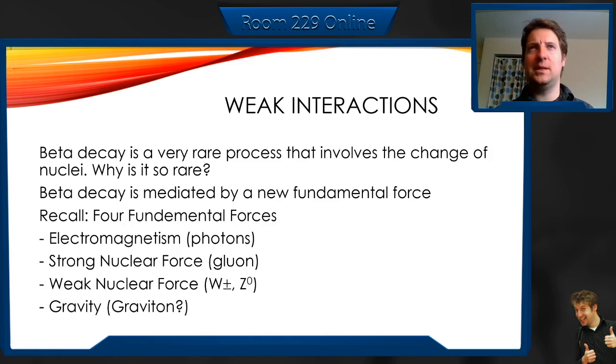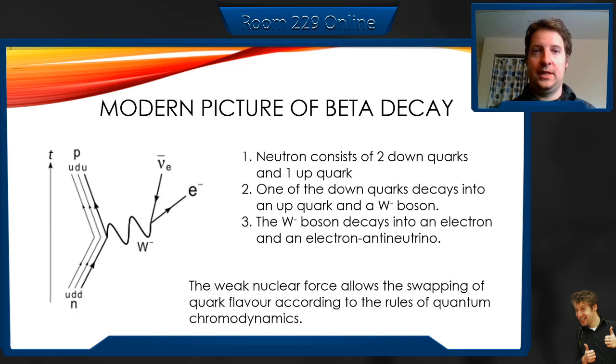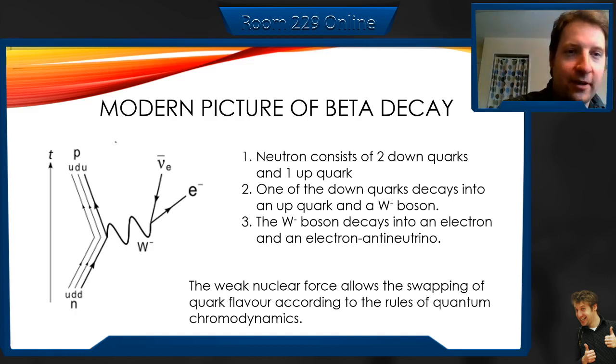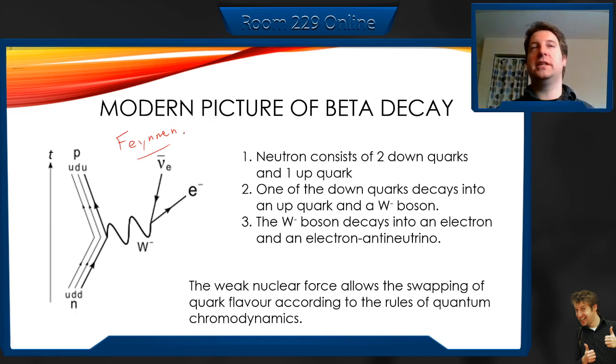Okay, but keep going. The one we're talking about here is called the weak nuclear force. That's moderated by W plus, W minus, or Z naught bosons. And in our modern view, this is what happens. This is what we call a Feynman diagram. There's a guy called Richard Feynman, probably, in my humble opinion, the most brilliant physicist of the 20th century. Last century.